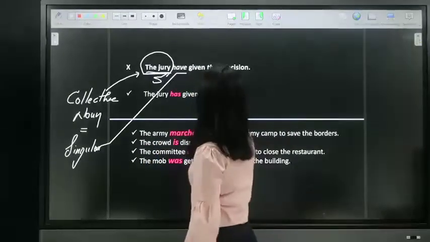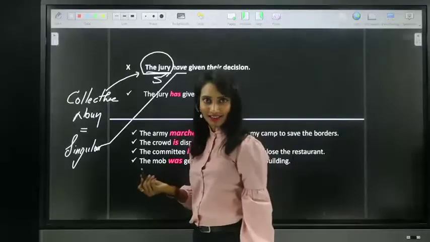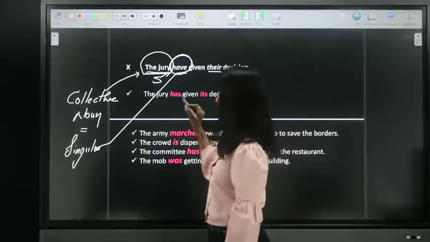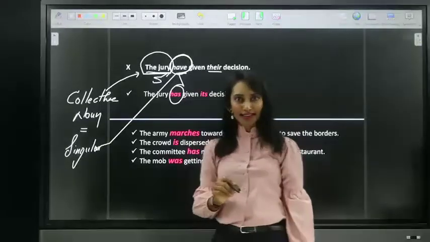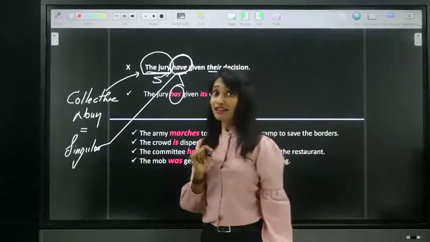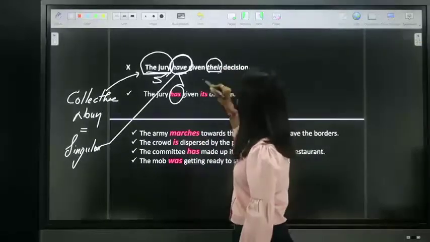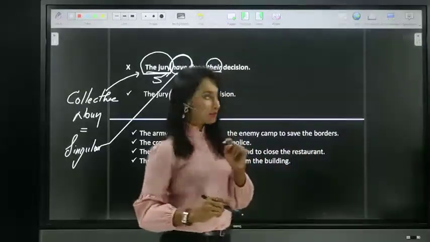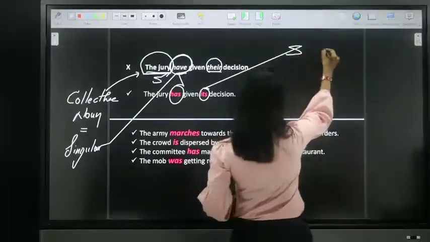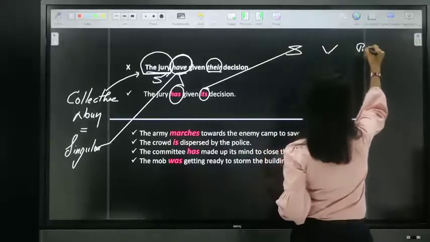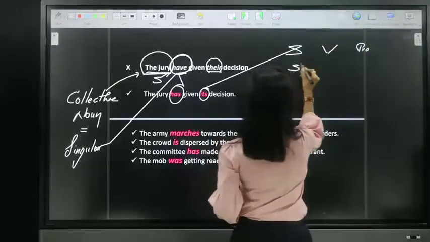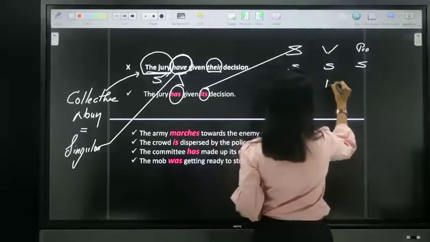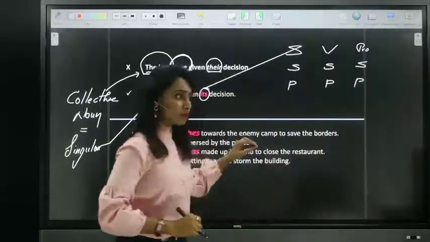When the verb is singular, the pronoun also must be singular. So here the jury have should be replaced with the singular verb has. And the verb is singular, that means you require a singular pronoun. Here their must be replaced with its. So a singular subject requires a singular verb and a singular pronoun after the verb. If the subject is plural, the verb must be plural and the pronoun must be plural.